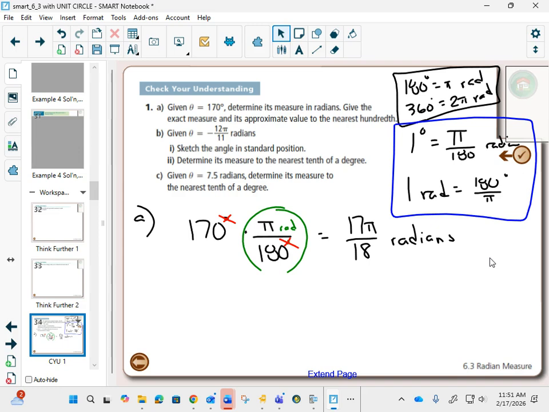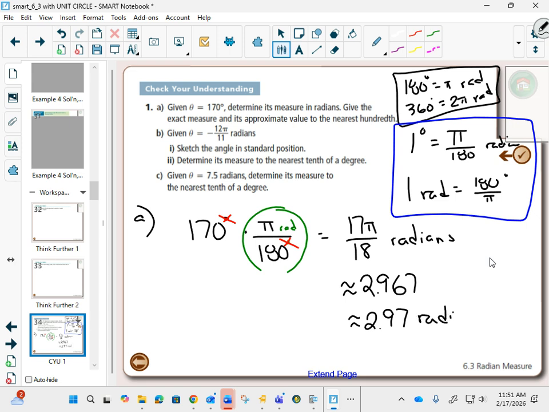Give the exact measurement, 17 pi over 180. You could type that into your calculator. And we get 2.967 for 3 decimal places. Did it ask for 3 decimal places? No, it asked for the nearest hundredth. 2.97 radians. Part B.